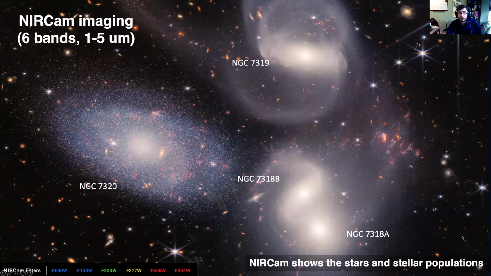So many of you are probably familiar with Stephan's quintet already, and I'll back up and say that I'm pronouncing it Stephan's quintet as opposed to Stephen's quintet. That's at least how I've heard it always referred to. It's a series of interacting galaxies that's at a redshift of 0.0 a few.